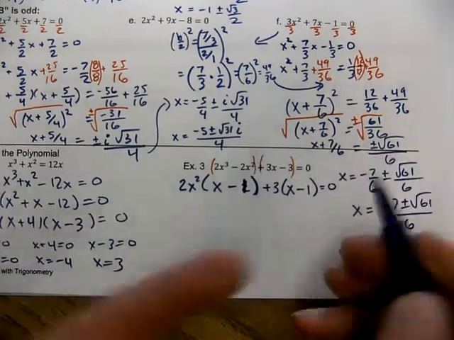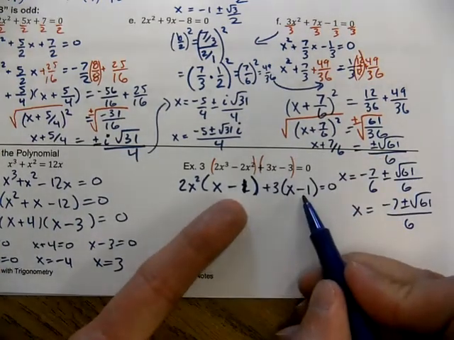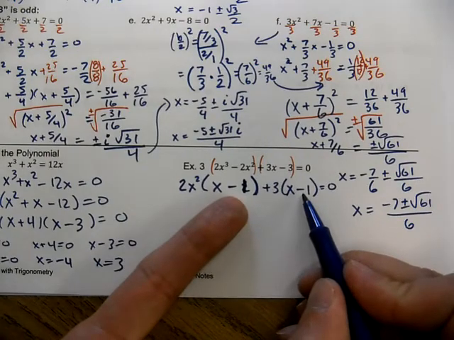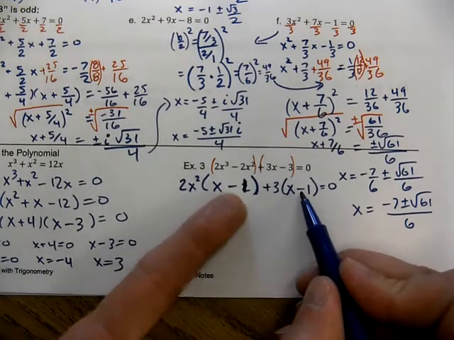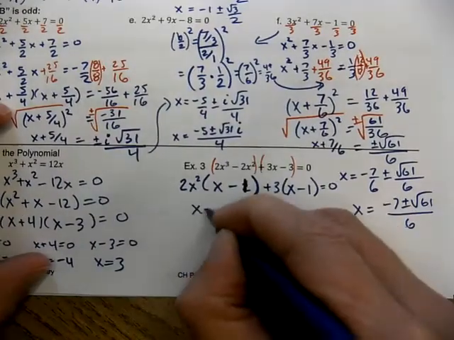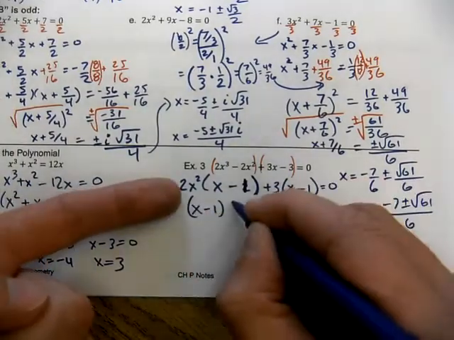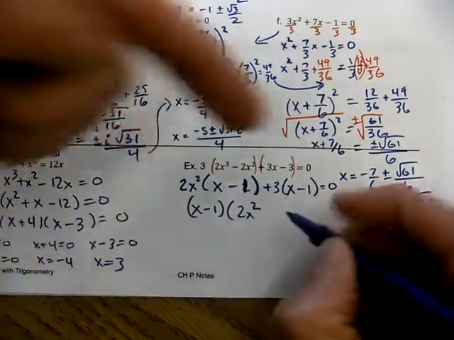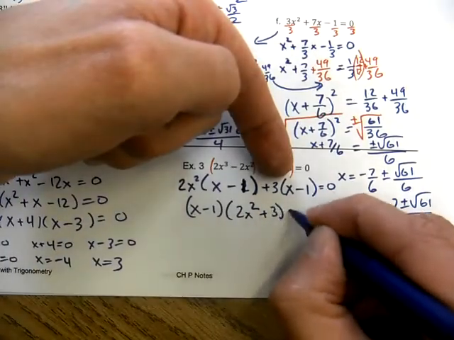And here's your check step. Again, we want to make sure these two are the same. And if the binomials were different, that would tell us that we had done something wrong. Now we remove the common binomial. So we're factoring out the x minus 1, and what's left over is the 2x squared and the positive 3.